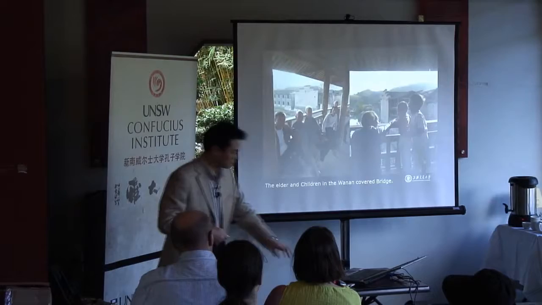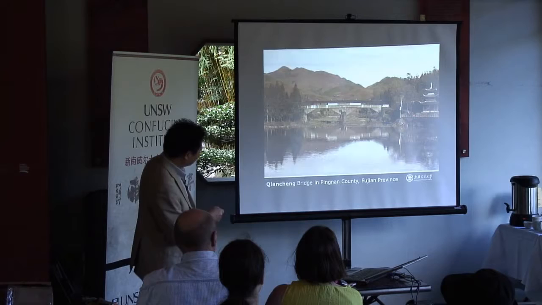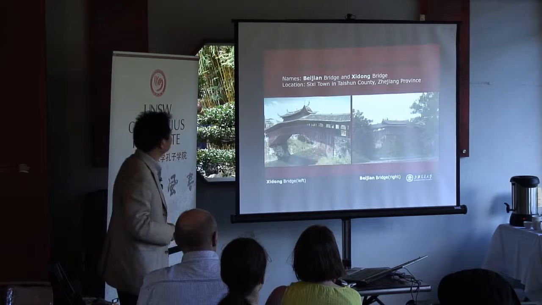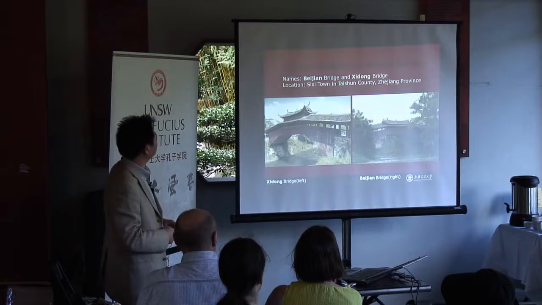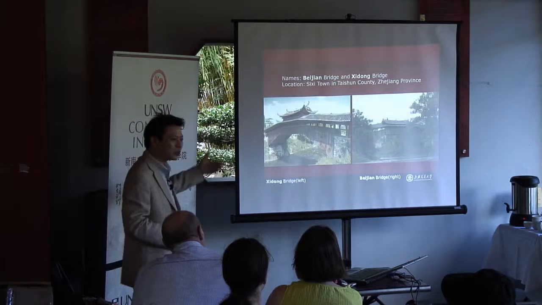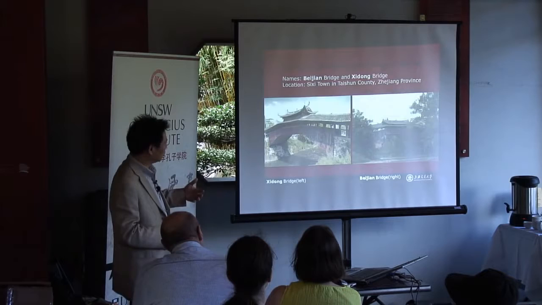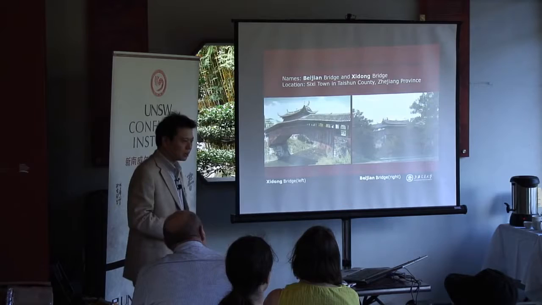So the Qianchen Bridge has three spans, and there is a pagoda on the side of the river. And we talk about the sister bridges over Dongxi Stream. One is Beijing Bridge, one is Xidong Bridge. These two bridges, the local people call sister bridges. They're similar. One was first built in the Ming Dynasty, 400 or 500 years ago, and the other was built in the Qing Dynasty, and is now maybe 200 or 300 years old.